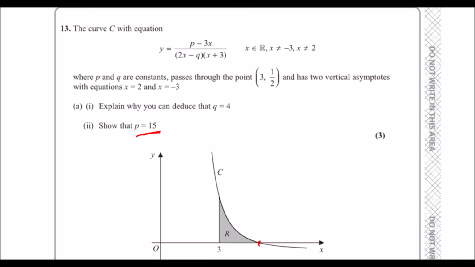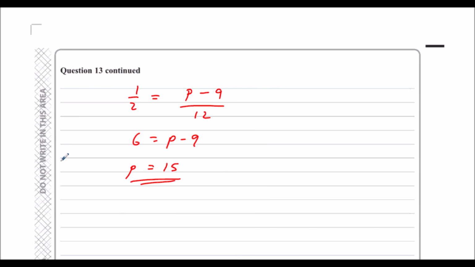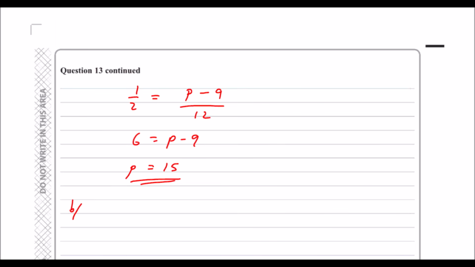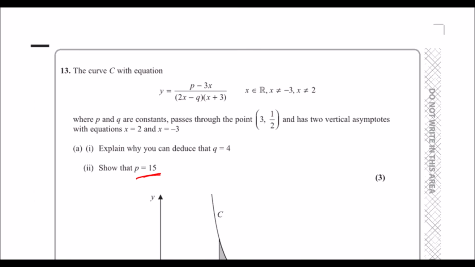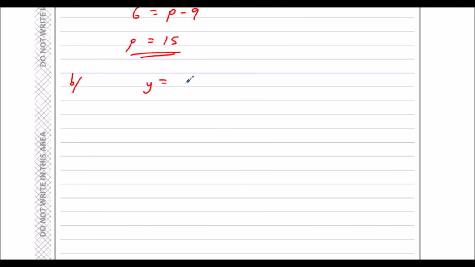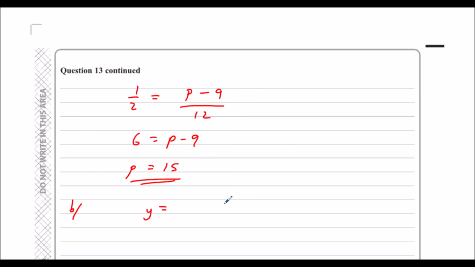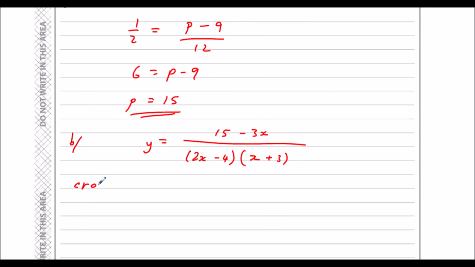So this is part B. I'm just going to write down the equation again. So y is equal to 15 minus 3x over 2x minus 4 times x plus 3. So it crosses the x-axis when y equals 0.